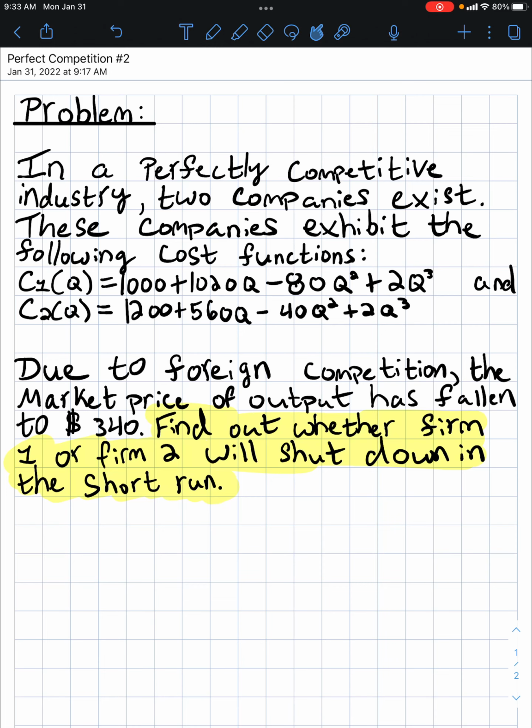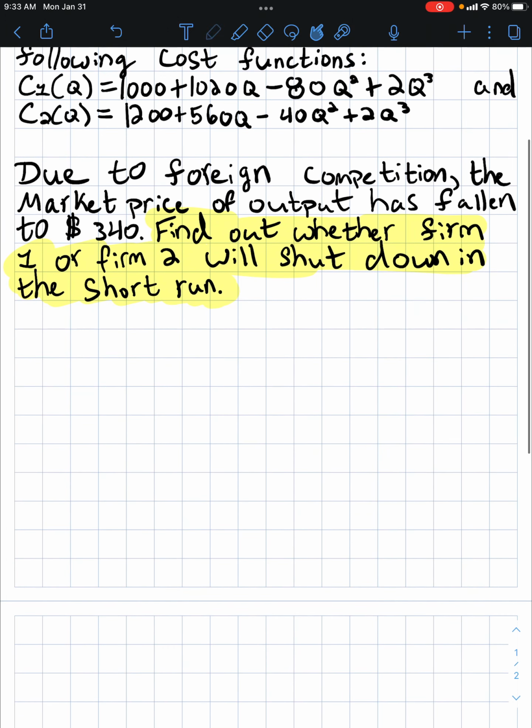Welcome back. Hopefully you were able to solve this problem. Now let's solve it together. So, we need to find out whether firm 1 or firm 2 will shut down in the short run. Where do we start? Well, we need to find the price for each firm where they will either produce in the short run or shut down in the short run. So let's start with the cost function C1.